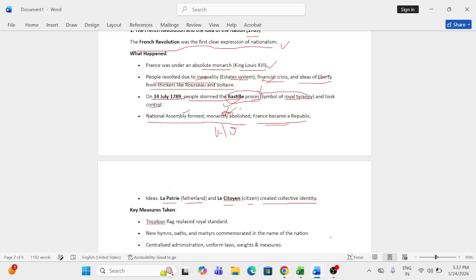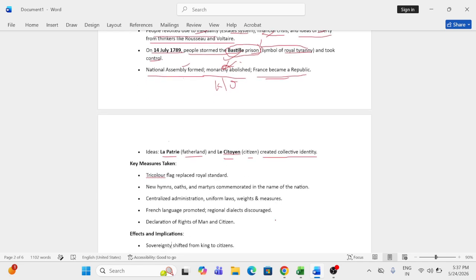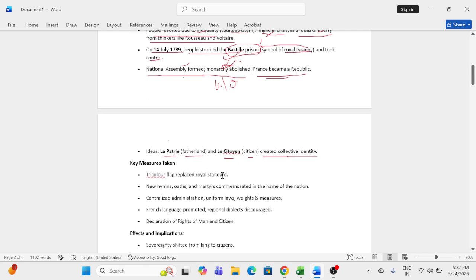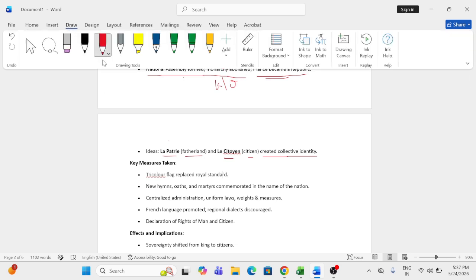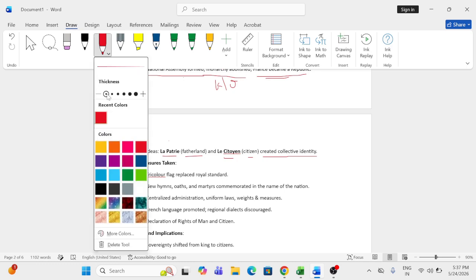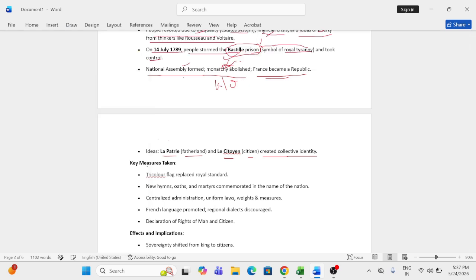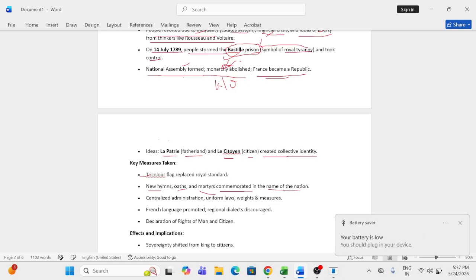Next, the key measures taken. So we are all aware that the tricolor flag replaced royal standards. France came with its own tricolor, right? And if you look at France, we have the tricolor of France. New hymns, new oaths, marches commemorated the name of the nation. So what actually happened? New songs were sung, new oaths were taken, marches.